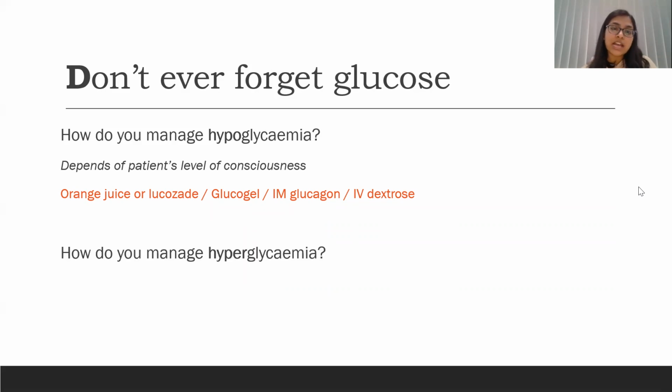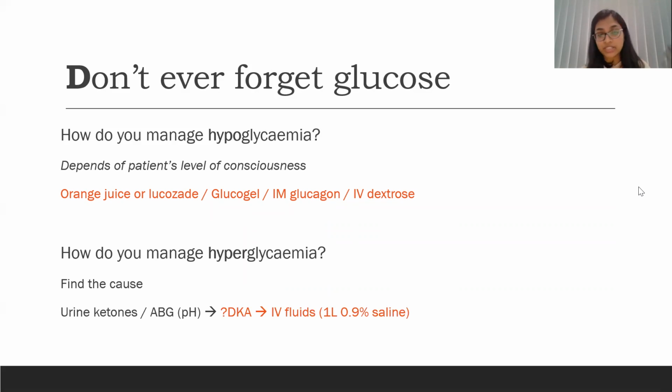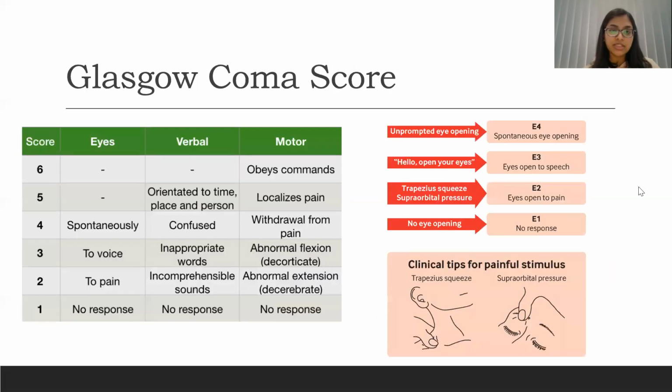If the patient is hyperglycemic, on the other hand, you want to find the cause. So you start with checking the urine for ketones and also do an ABG because you want to consider if it is diabetic ketoacidosis. And if it is the case, then you want to start IV fluids. So the Glasgow Coma Scale, this is how you measure it. There's more about it in the next presentation, which is on the neurology station.